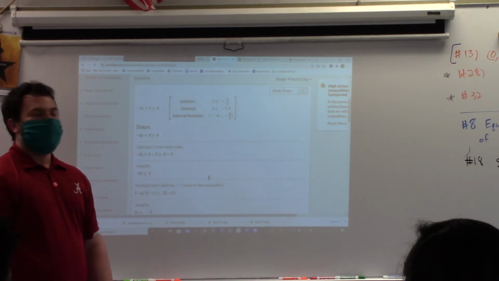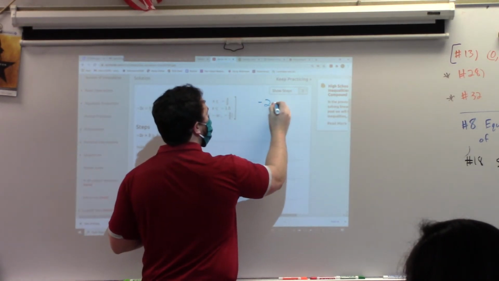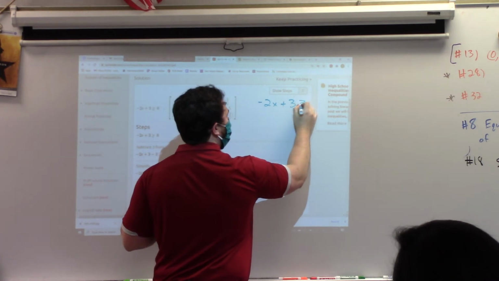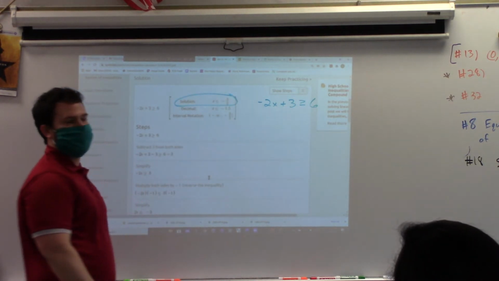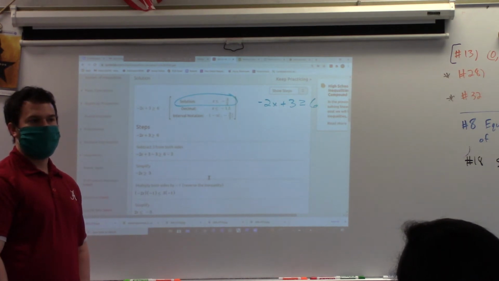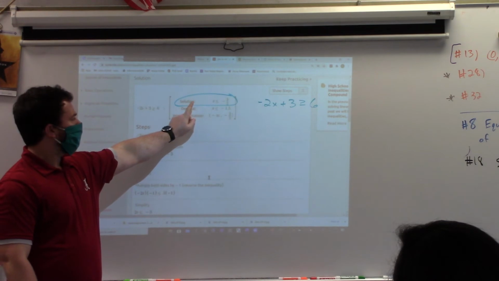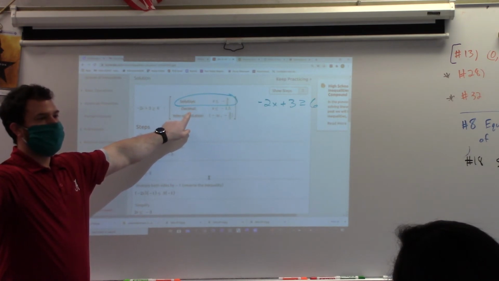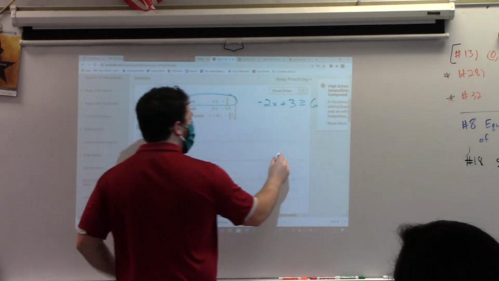So here's what we're doing. We now have negative 2x plus 3 is greater than or equal to 6. And it right away tells me what? It tells us the solution right away. I already know what the answer is.